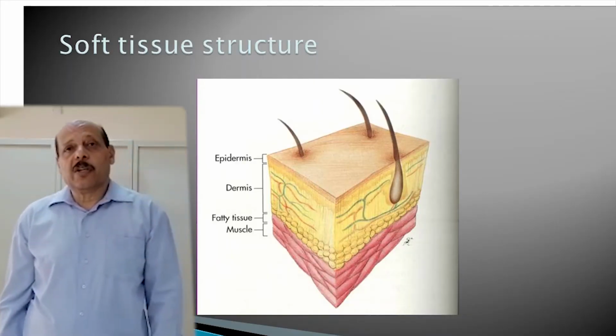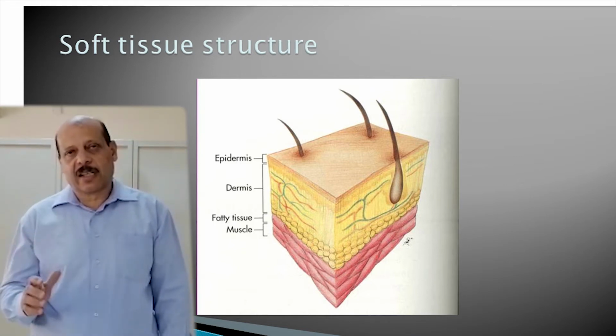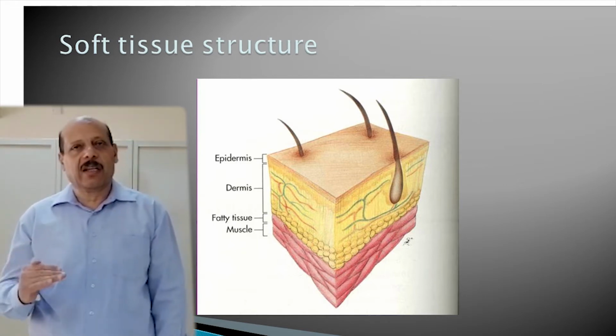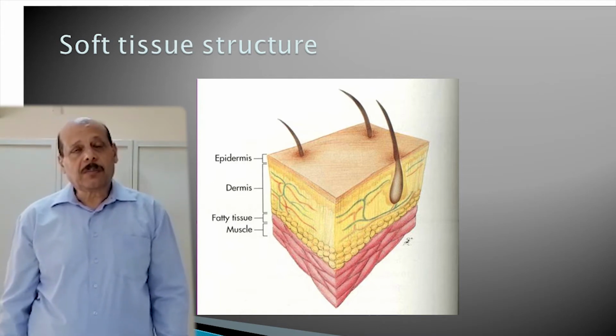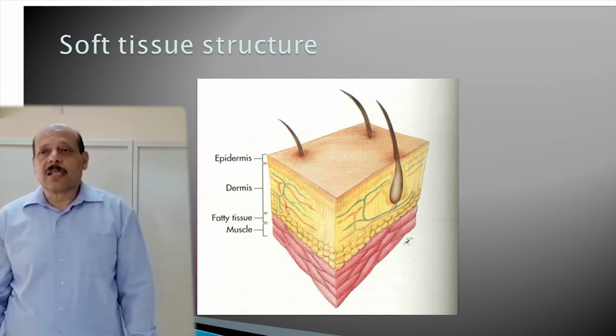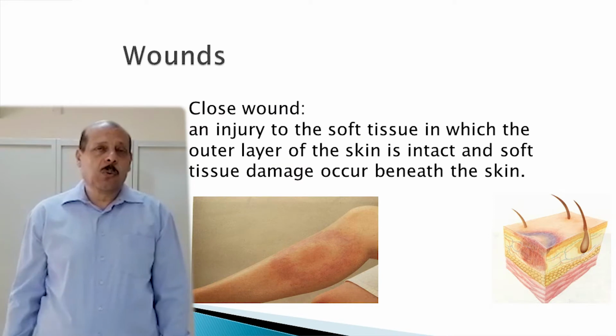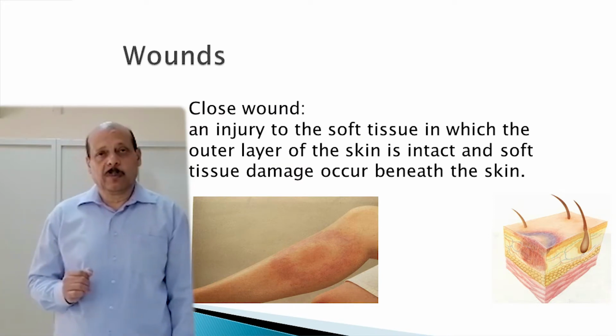In soft tissue injury, the structure of the soft tissue, which is the structure of the skin, is made of three layers: the epidermis, dermis, and the fatty tissue or the subcutaneous tissue. Wounds are divided into two main types: the closed wound and open wound.